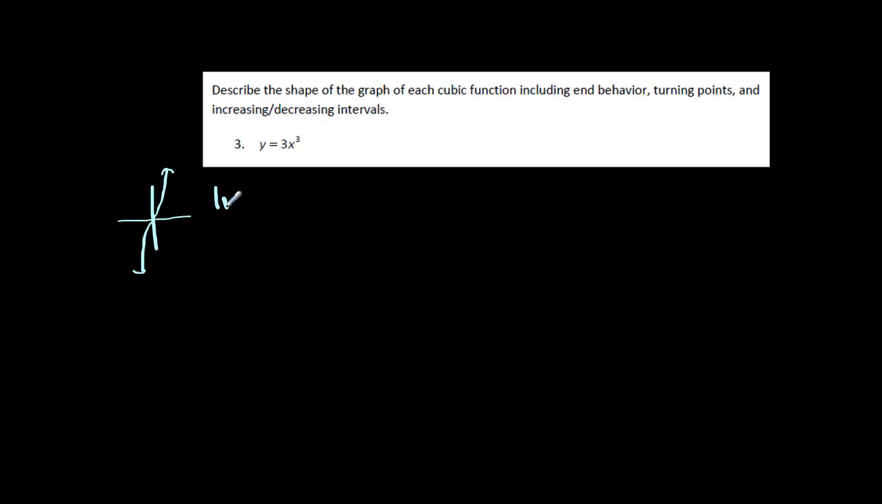So for the end behavior, we're going to say that the limit as x approaches negative infinity is negative infinity, because as I go left, it goes down. And the limit as x approaches positive infinity is positive infinity, because as I go right, it goes up. That's the end behavior.